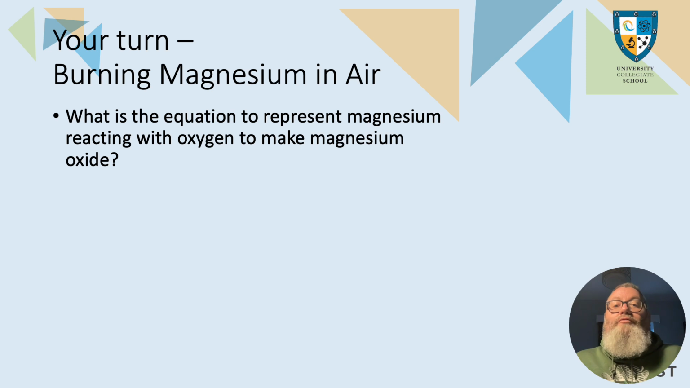So, what's the equation that represents magnesium reacting with oxygen to make magnesium oxide? Write your answer down now, and if you can, add the state symbols and balance the equation, and then carry on when you are ready.